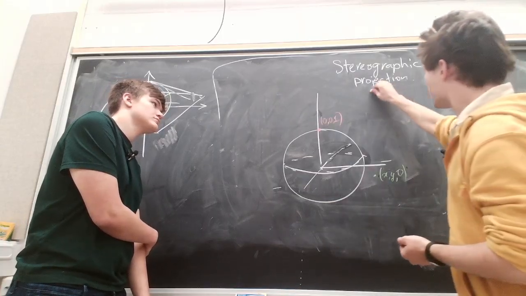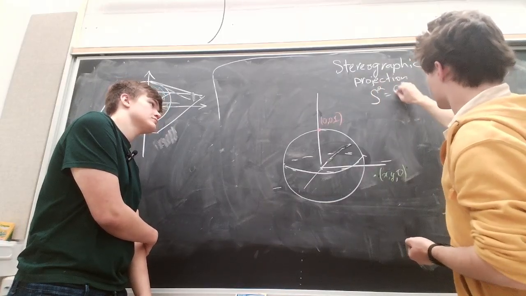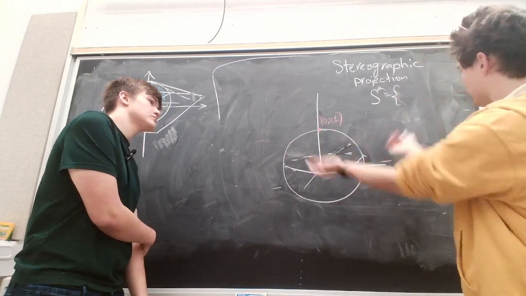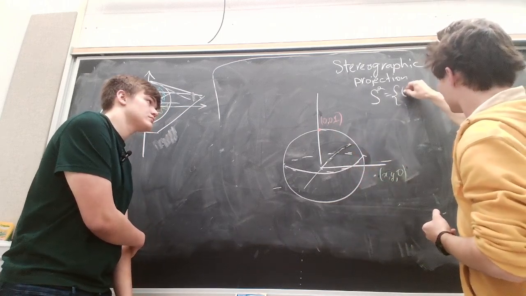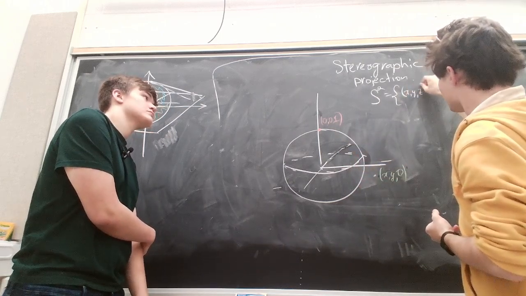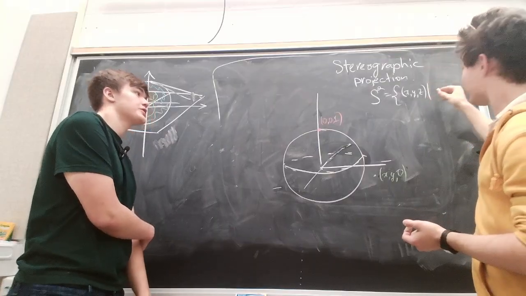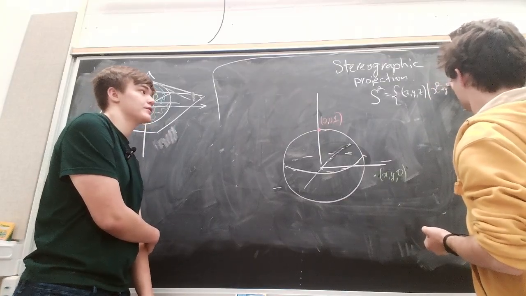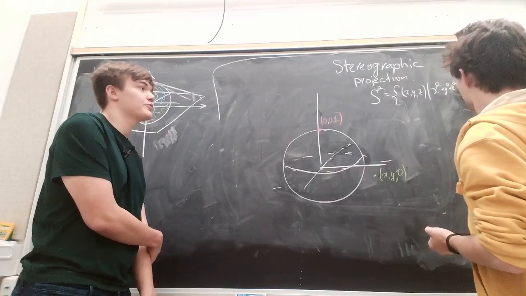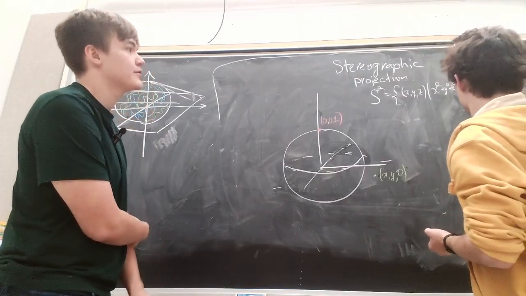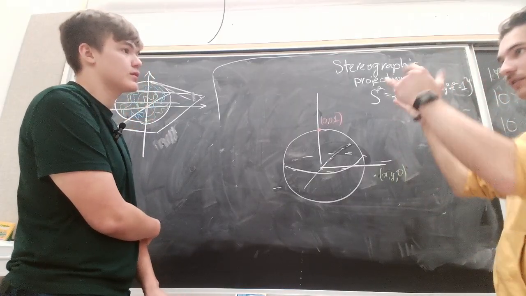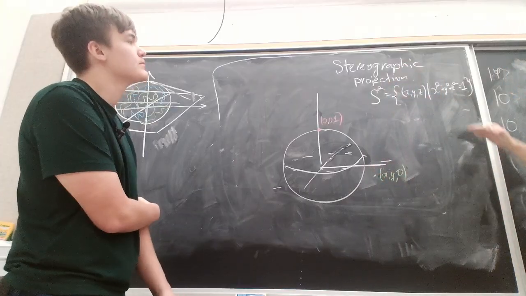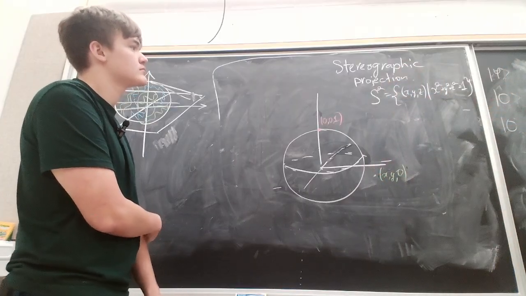We should say that S2, the two-dimensional sphere in three-dimensional space, is all x, y, z such that what? Their norm is less than or equal to 1? No, we want the sphere, just the surface, not the inside. So I want x squared plus y squared plus z squared equals 1.